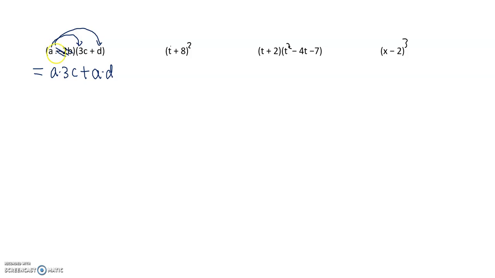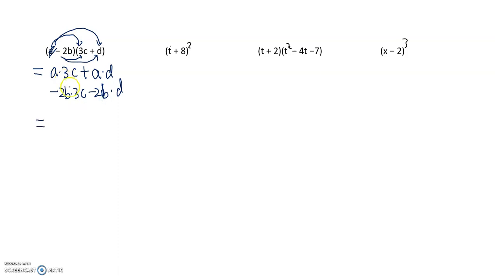After I'm done distributing a, let me put negative 2b back. So I pretend that I don't have a because I'm done with the a already. So let's just forget about a. We're distributing negative 2b to both of them. So we're going to get negative 2b times 3c and negative 2b times d, positive d, it's just d.